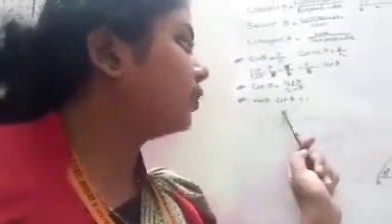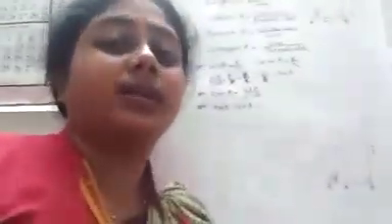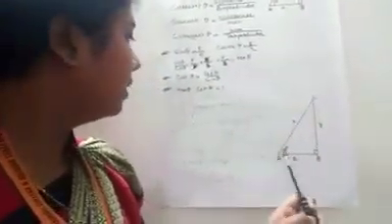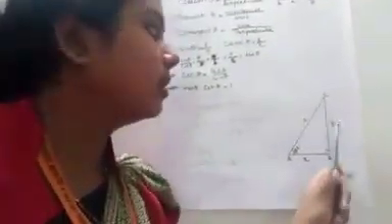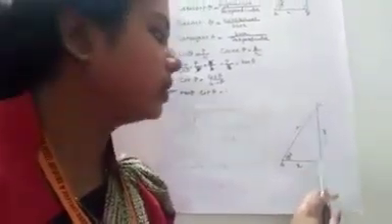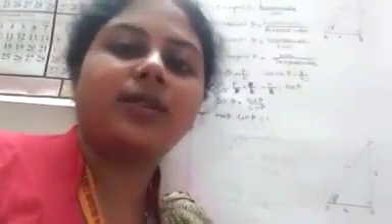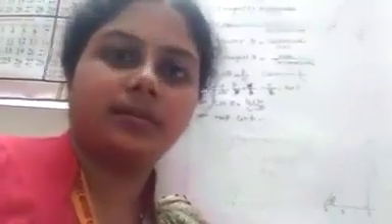Next, sine square theta plus cos square theta is equal to 1. This is a very important formula. Now in this figure, the perpendicular is y unit, base is x unit, and hypotenuse is r unit. According to the Pythagoras theorem, what do we know? Base square plus perpendicular square is equal to hypotenuse square. So, here it will be x square plus y square is equal to r square.